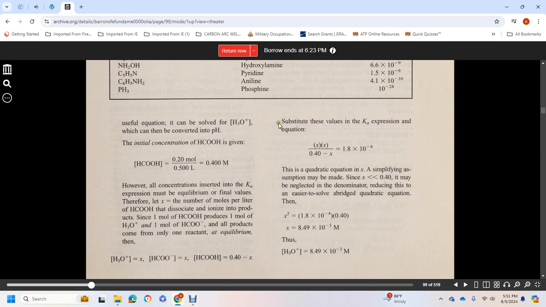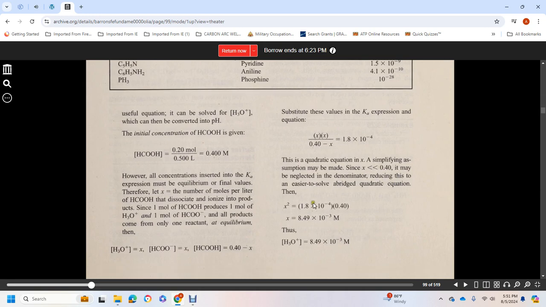Substitute the values into the Ka expression: X times X over 0.40 minus X equals 1.8 × 10⁻⁴. This is a quadratic equation, and we can simplify with an assumption that X is much smaller than 0.40, so it can be neglected in the denominator, which makes it easier to solve than the full quadratic equation.